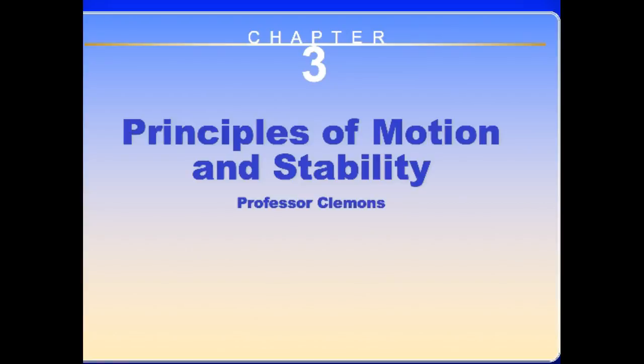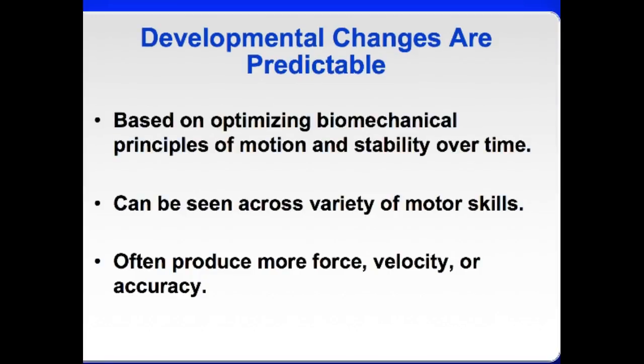Let's talk about principles of motion and stability for Chapter 3. Development changes are predictable. They're based on optimizing biomechanical principles of motion and stability over time. They can be seen across a variety of motor skills, and they often produce more force, velocity, or accuracy.